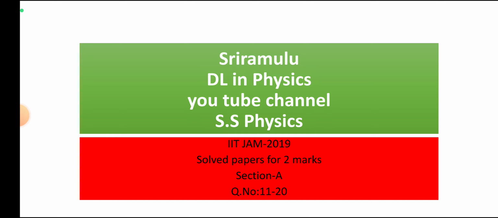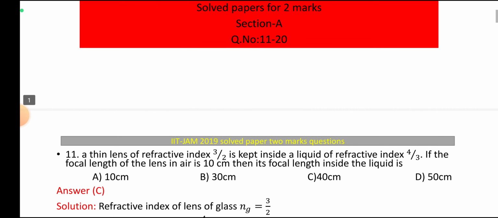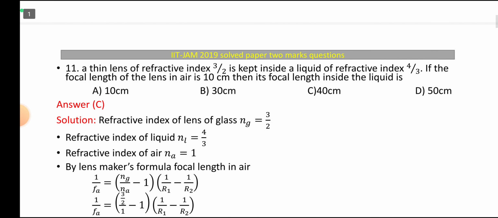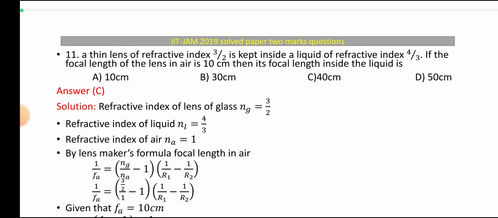So the questions here from 11 to 20 are from the solved paper IIT-JAM 2019, and each question carries 2 marks only. So what are those questions? Already I have uploaded questions 1 to 10. Now these are the 11 to 20 questions.